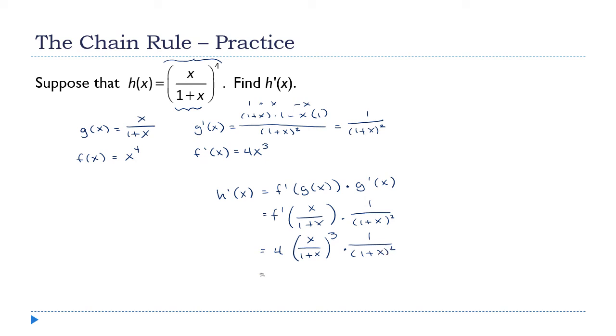Now let's split this up. Let's make this 4 times x to the third over (1 plus x) to the third, times 1 over (1 plus x) squared. And now I can simplify this a little. Let's put the 4 and the x to the third on the top: 4x to the third over (1 plus x) to the fifth. Only add the exponents, 3 plus 2 is 5. And that's it. There's my derivative.